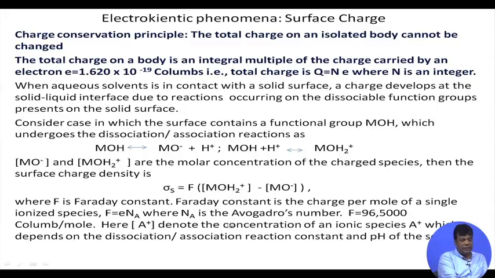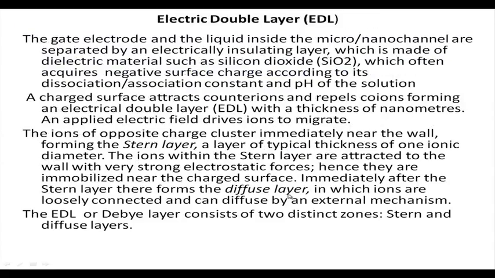So, the Faraday constant is the charge per mole of a single ionized species. This is the net concentration, multiplied by F; that is the way it is defined as the charge density, because it is per unit volume, so per unit area. So, sigma s here is the surface charge density. We have denoted the concentration of ionic species A plus by the square bracket. Obviously, this depends on the reaction constant and the pH of the solution. So, this gives an idea of how surface charge develops.